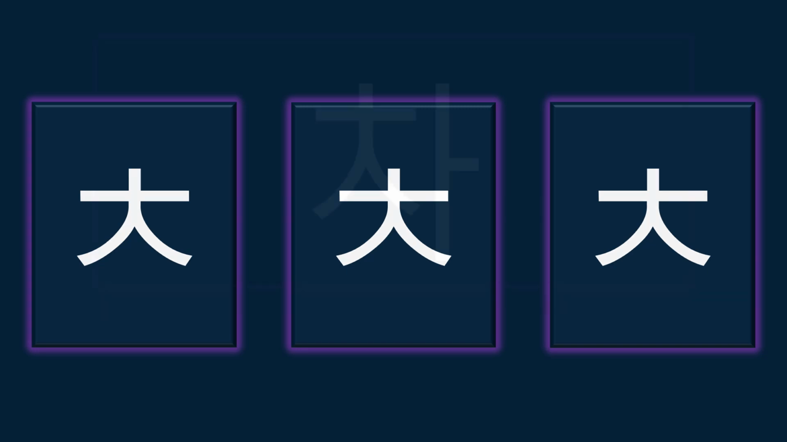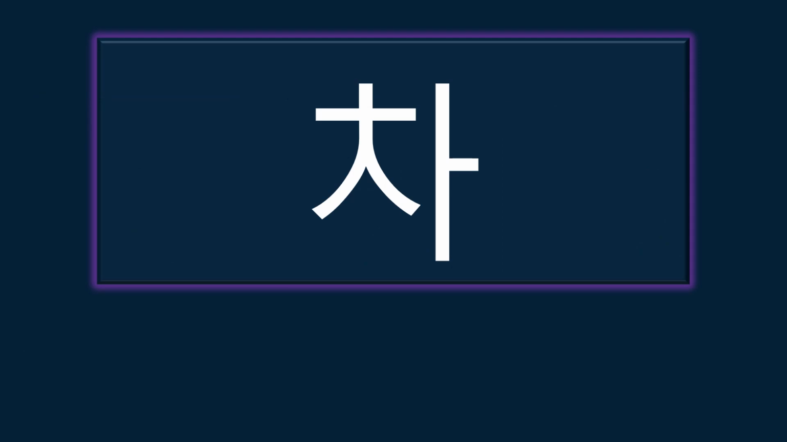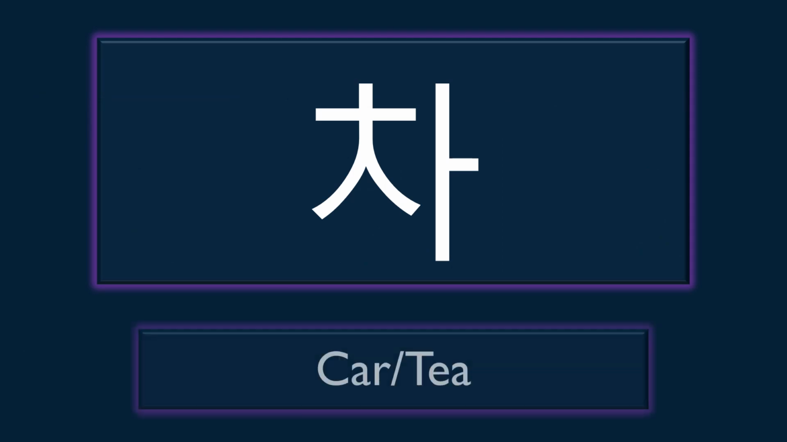Now, let's take a look at some words. This word is read as cha, which means car or tea. It depends on how the word is used. If the verb is drink, then it should be tea. If the verb is drive, then it should be car. It's situational. One more time.